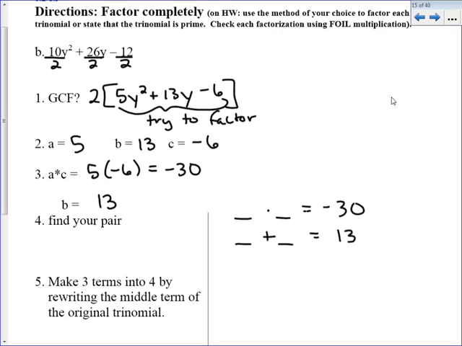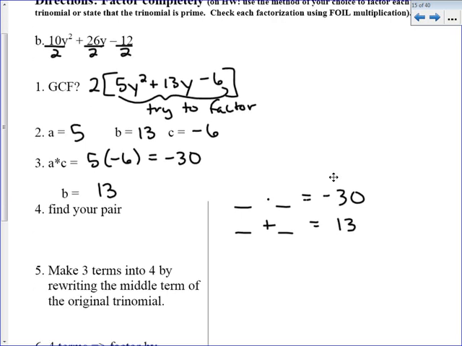Now this one might not be quite as obvious as the first one. So remember, if you're getting stuck on finding your pair, you always focus on the number that you're trying to multiply to. And look at every way I can multiply to 30. So 1 and 30, 2 and 15, 3 and 10, 5 and 6. And then play with your pairs to see which one can multiply to a negative 30 while at the same time adding to a positive 13.